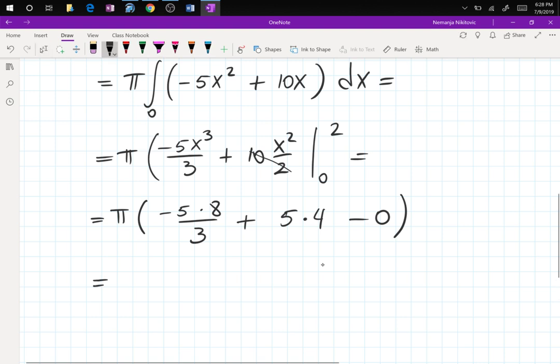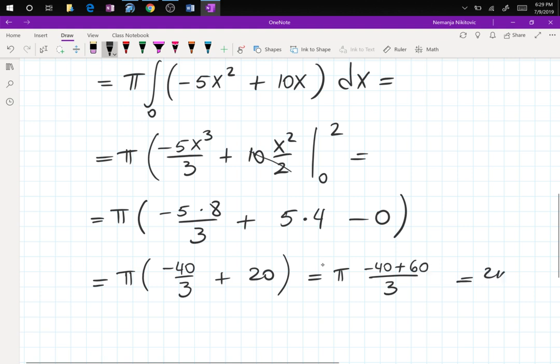So this is going to be pi. This is negative 40 over 3 plus 20. Common denominator here is a 3. And then you have negative 40 plus 60. And there's your 20 pi over 3. So we did this calculation now using the shell method. We are introducing the new method.